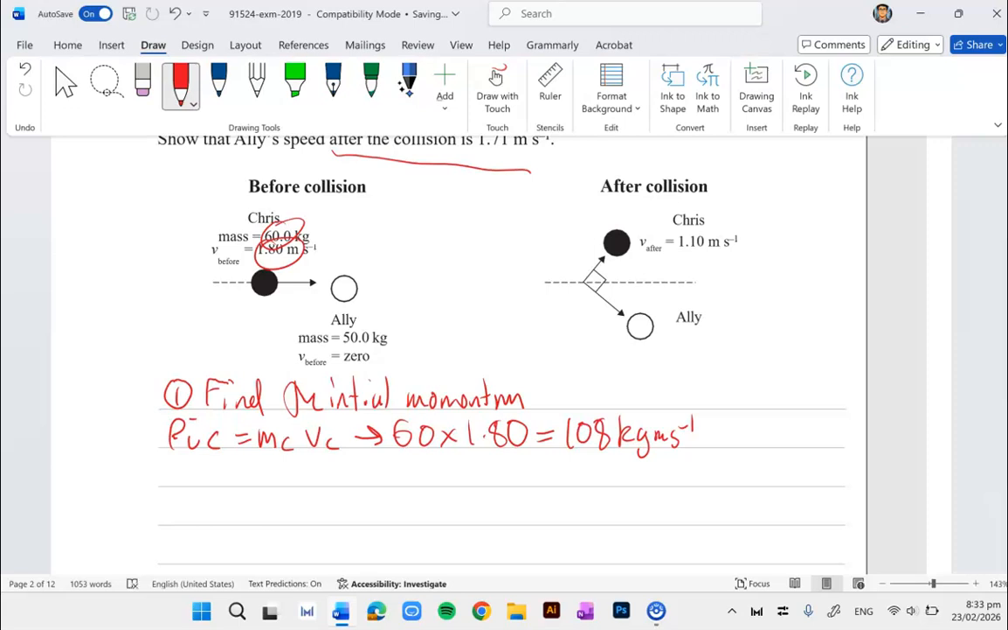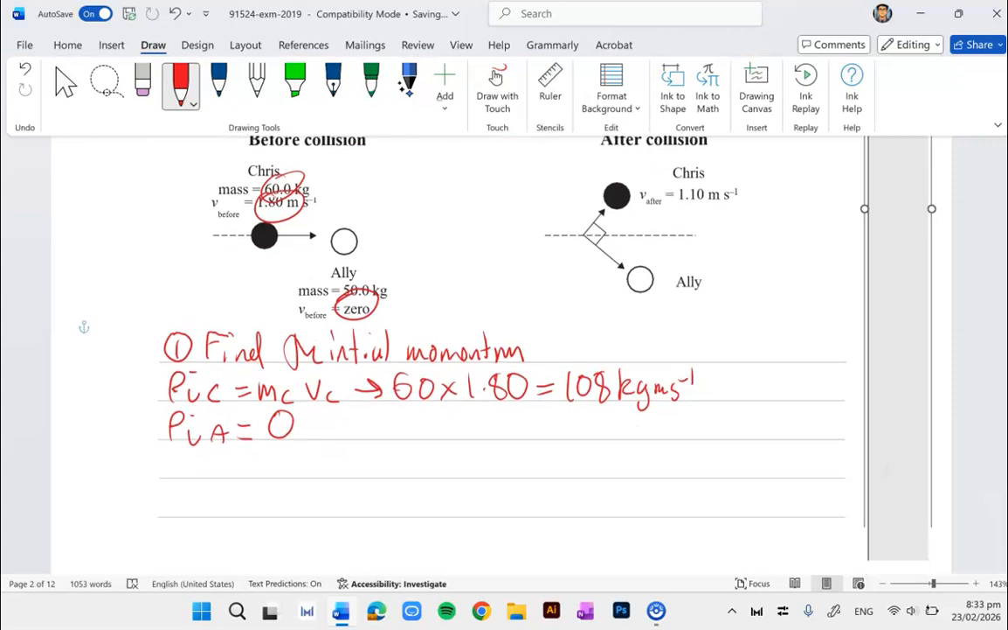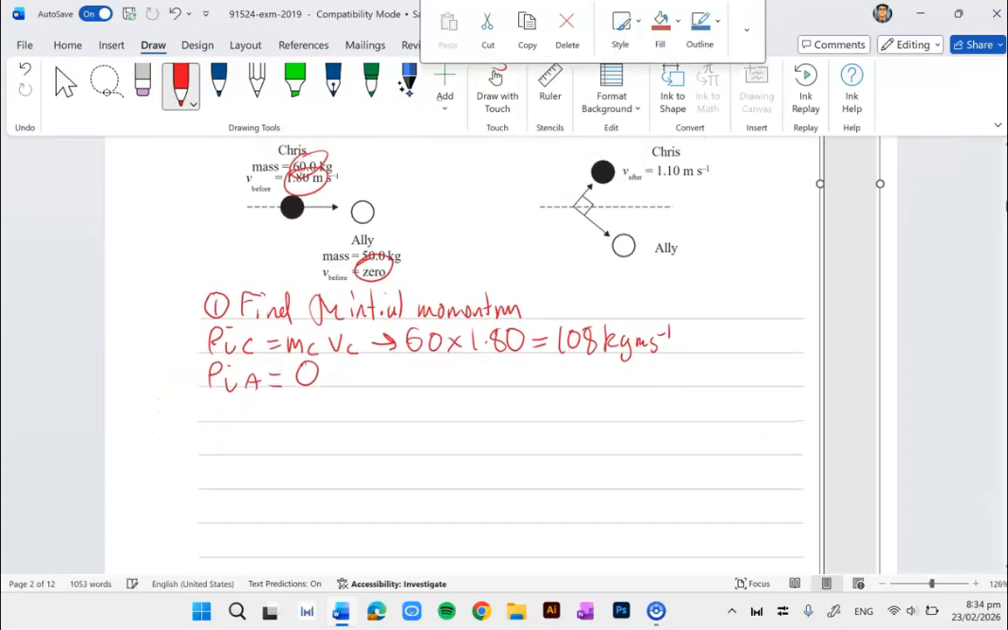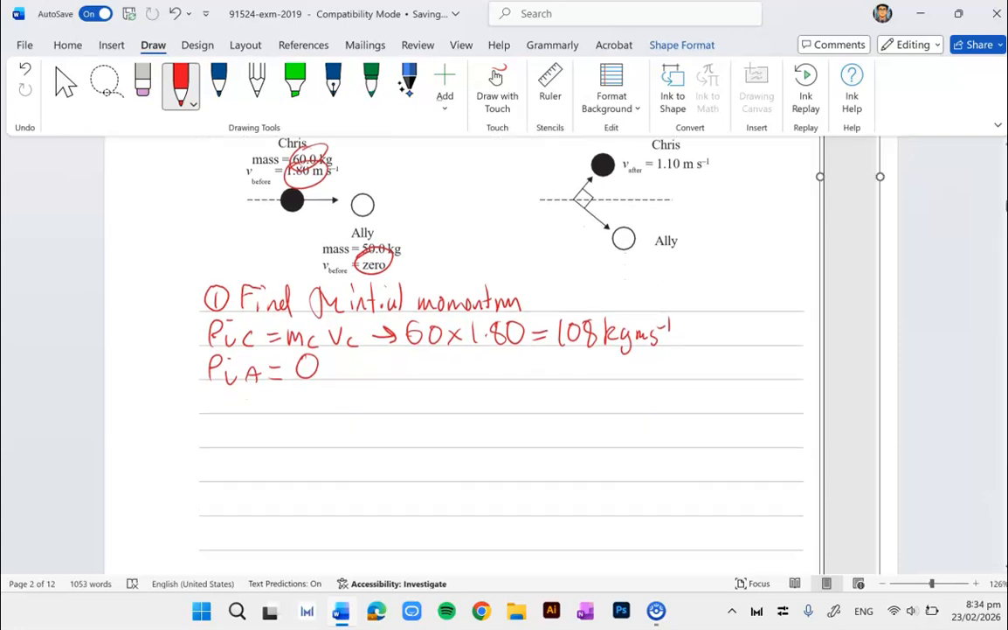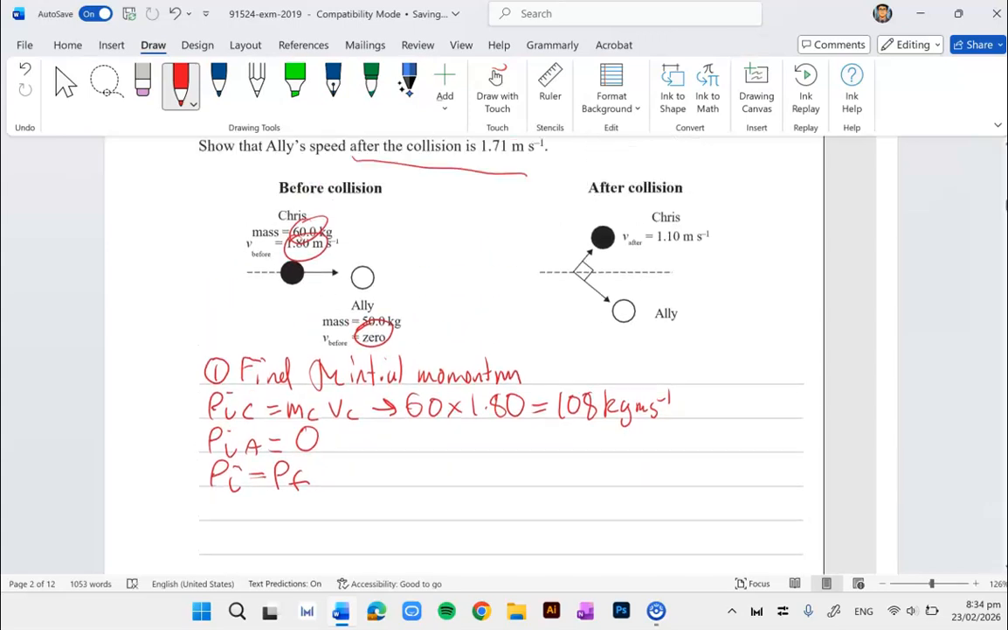Now, Ellie has no velocity before, so I know her initial momentum is going to be 0, because anything times 0 is 0. So we don't need to waste time finding that. Once we've found our initial momentum, we can use the conservation of momentum law. So, let's draw our vector diagram first.